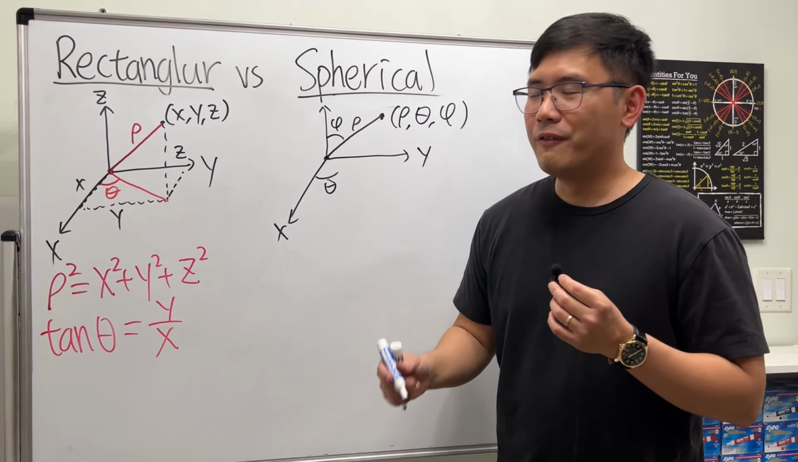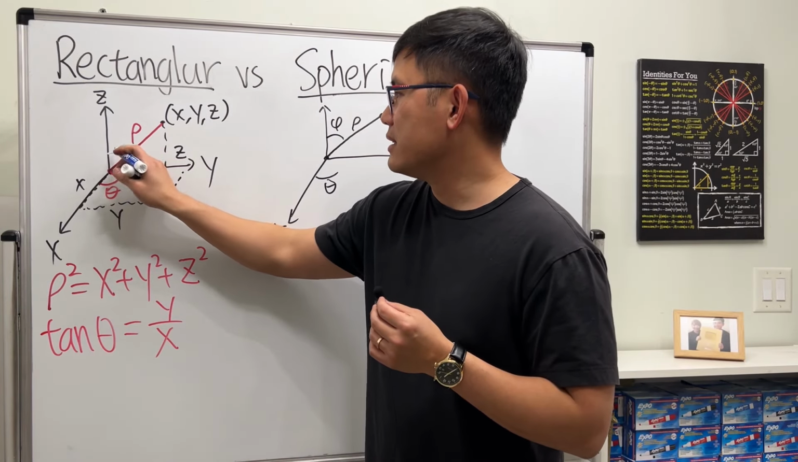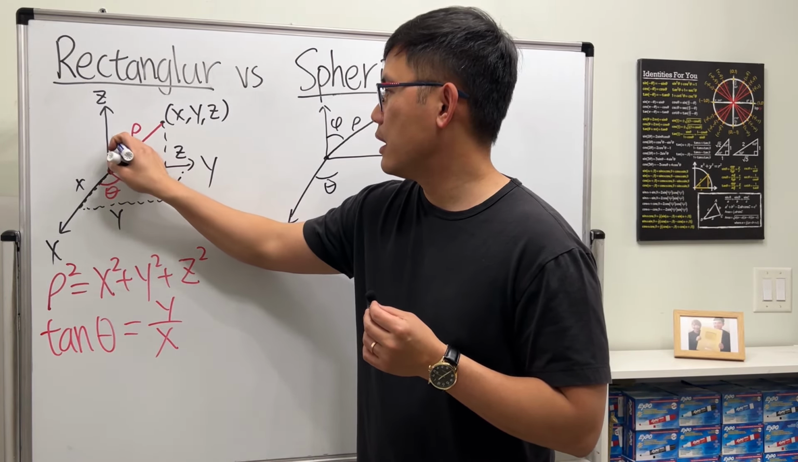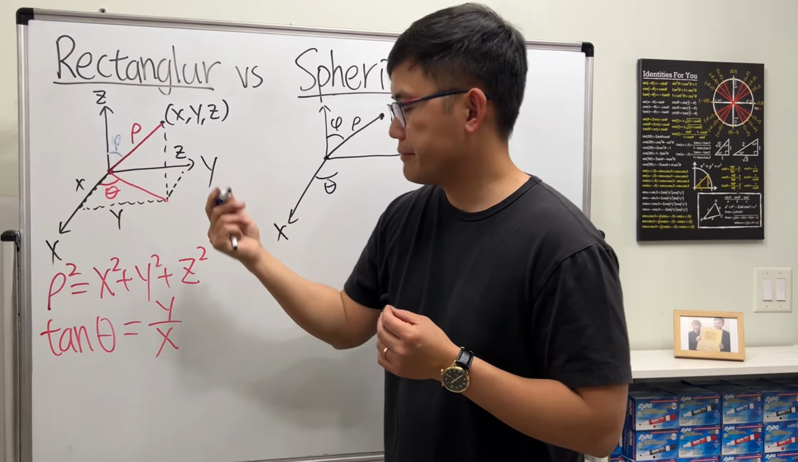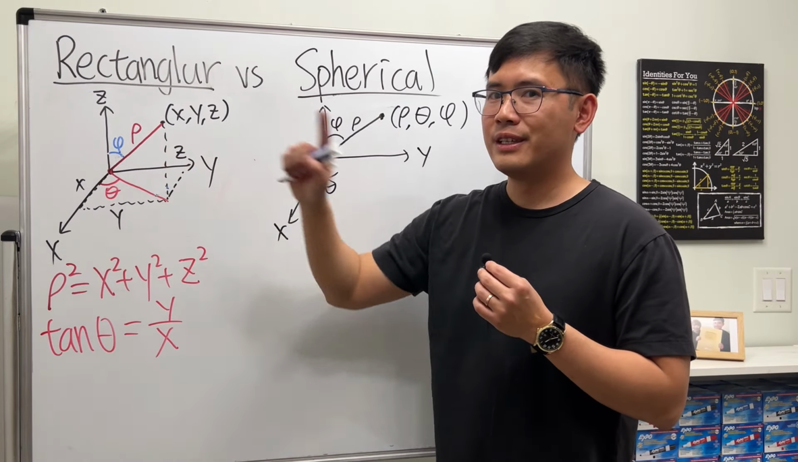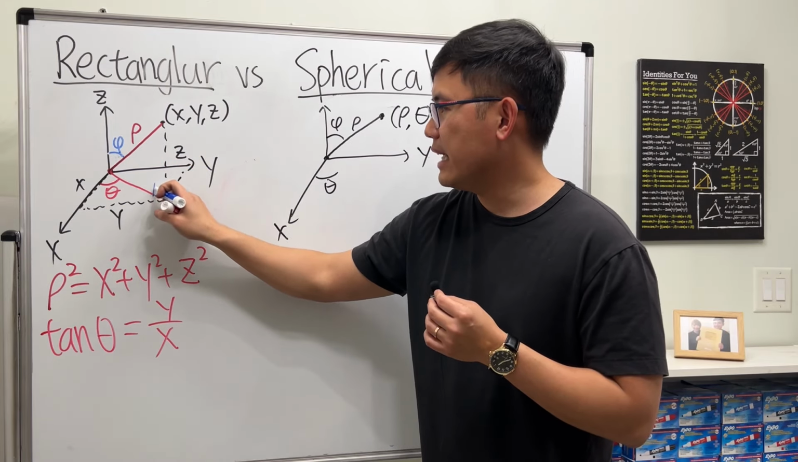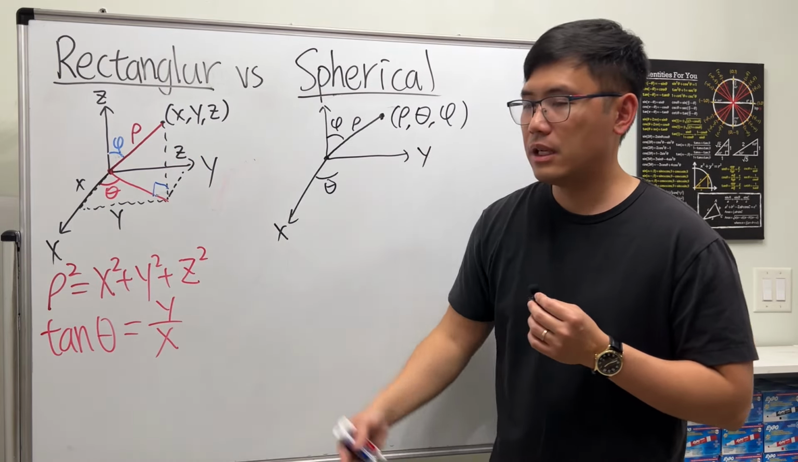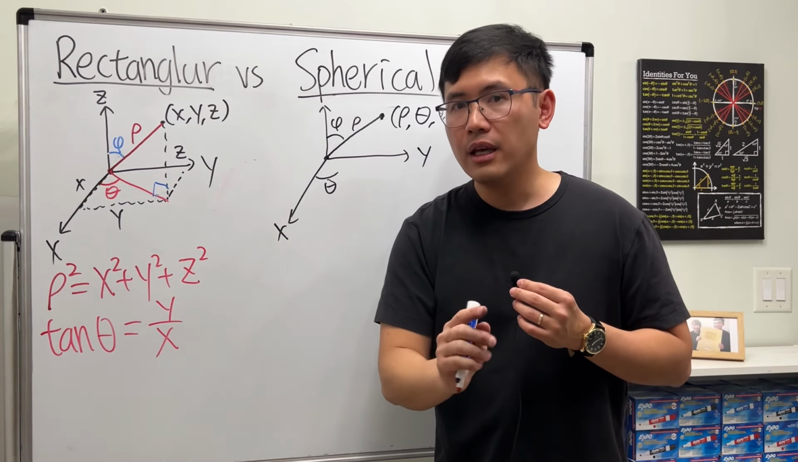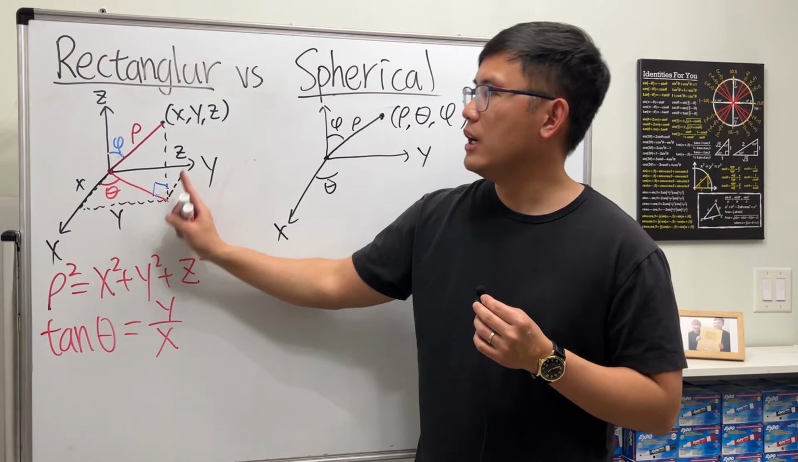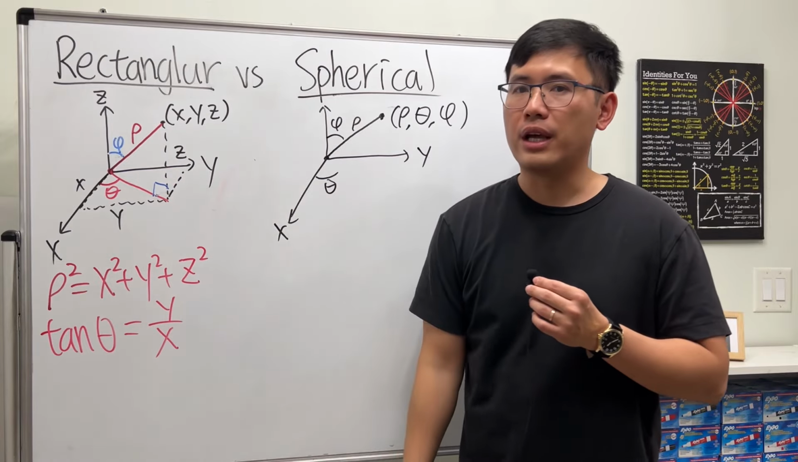Now, the last one is the trickiest one. How about the angle phi? This right here is the angle phi. How do we take care of this? The trick is we have to look at this triangle. In fact, this angle is a right angle because we have the xy plane and then we have to go from here upward, so it must be a right angle.